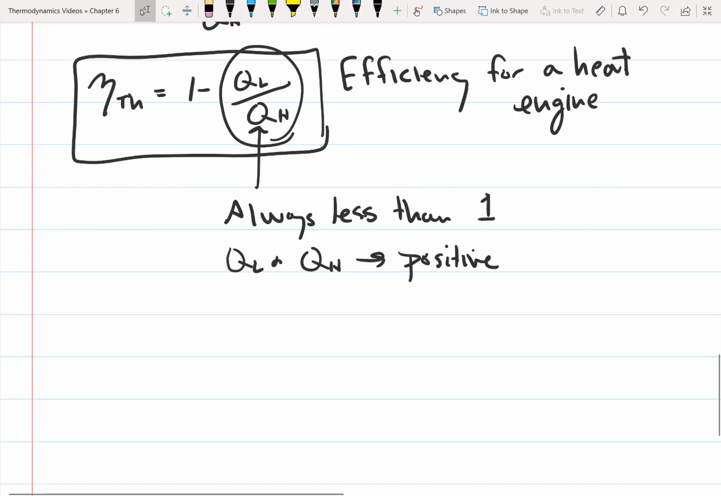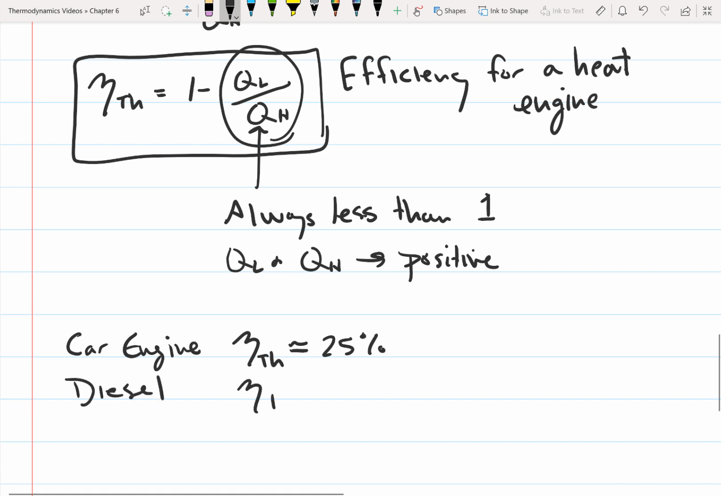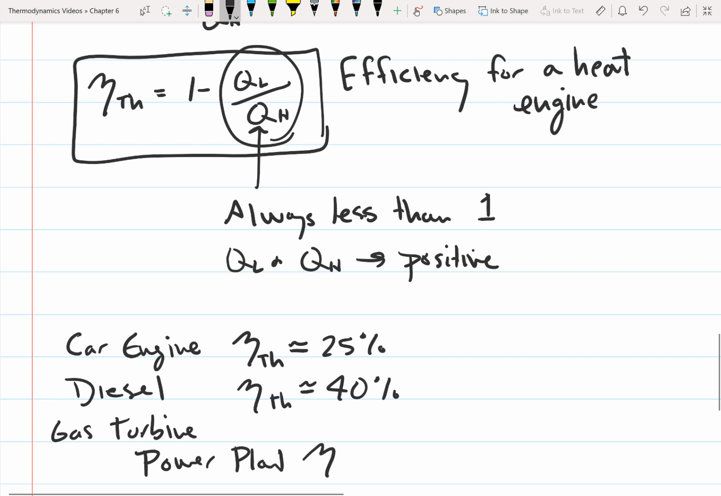So if we look at some typical thermal efficiencies for various types of engines, for a spark ignition engine, or a car engine, the thermal efficiency is normally around 25%. For a diesel engine, the thermal efficiency is approximately 40%. And for a gas turbine power plant, the thermal efficiency is typically around 60%.